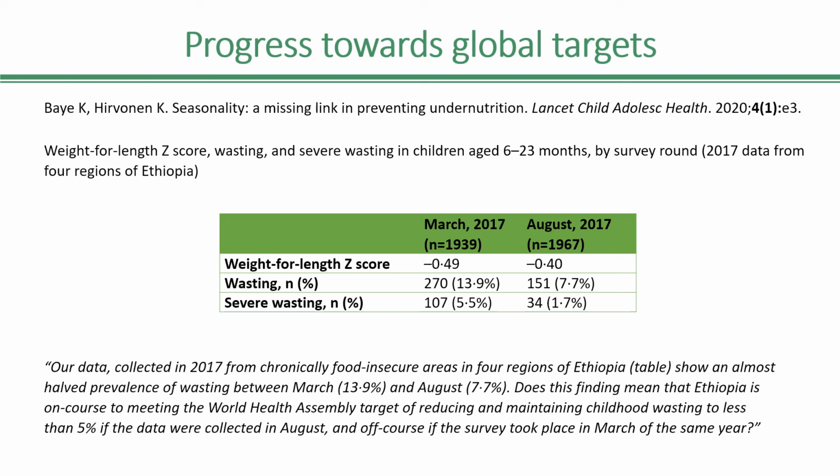"Does this finding mean that Ethiopia is on course to meet the World Health Assembly target of reducing and maintaining childhood wasting to less than 5% if the data were collected in August, and off course if the survey took place in March of the same year?" So according to which season the data is coming from, we have a very different estimate of whether we are on track or off track for meeting these global targets.